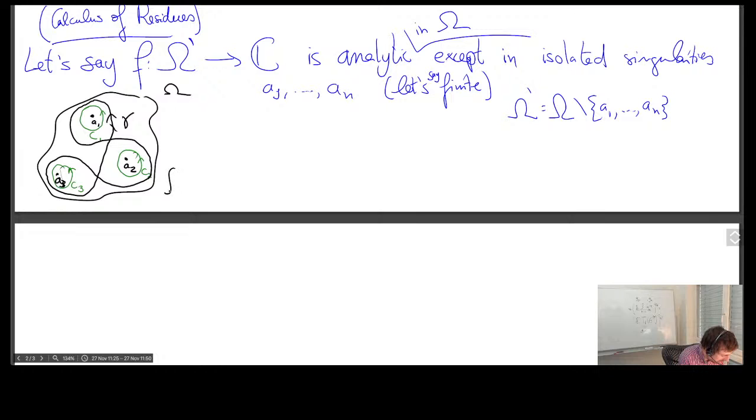curve gamma, then clearly the integral over gamma should be, let me make sure I get this right: I go around C1 one way, so it should be the integral on C1. Then I go around C2 the opposite way, and I go around C3 the right way. So clearly the integral over a curve is going to be given by sums and differences of these integrals around these curves. So the goal here now is to create a homology basis.